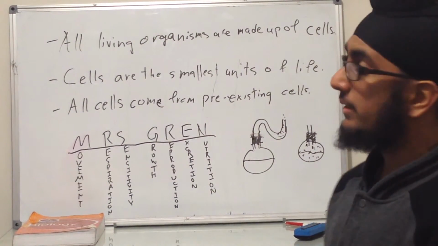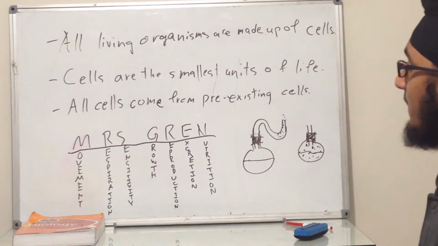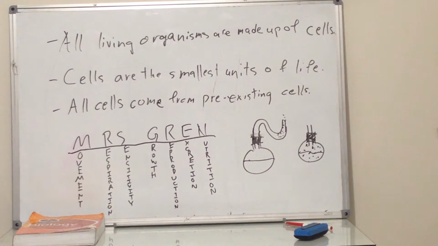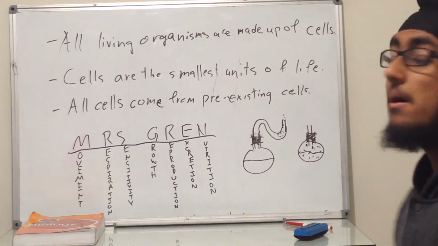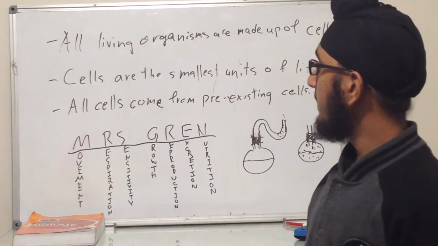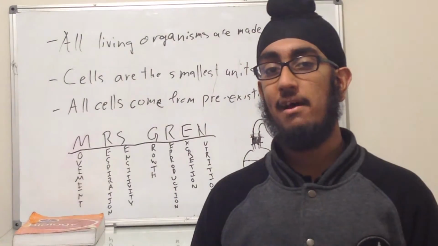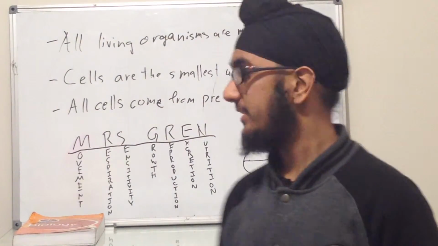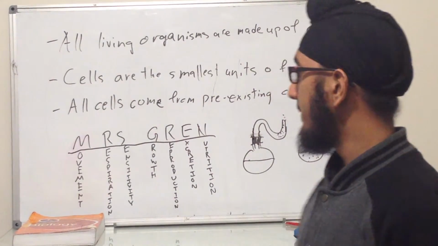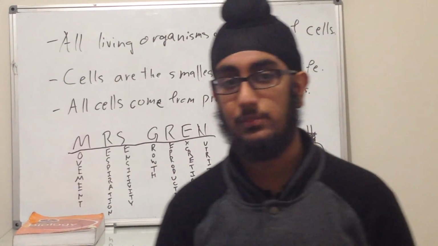So to end this, the three theories are that all living organisms are made up of cells, cells are the smallest units of life, and all cells come from pre-existing cells. One way to remember the 7 life processes that classify an organism as living is Mrs. Gren. And an experiment to remember for proving one of these points is the Louis Pasteur experiment.